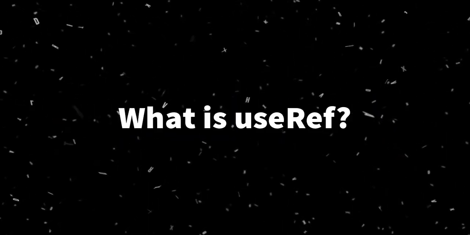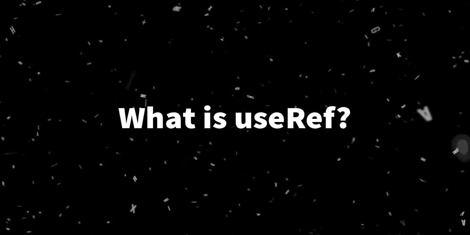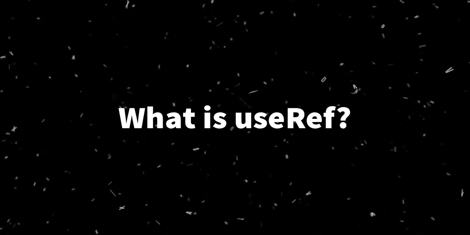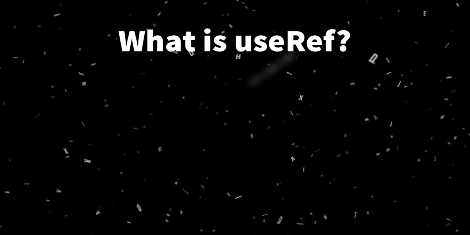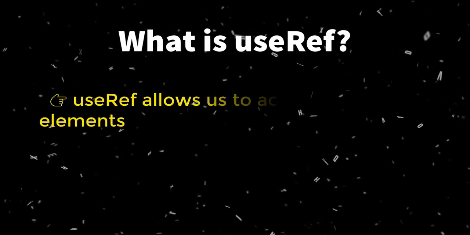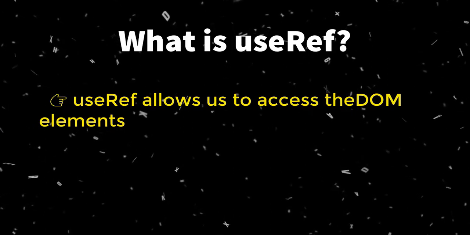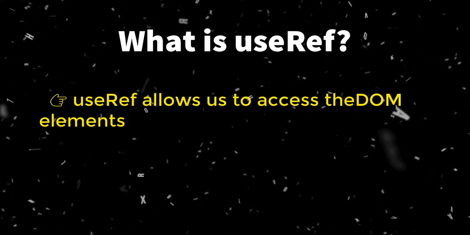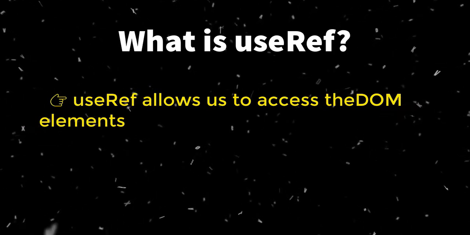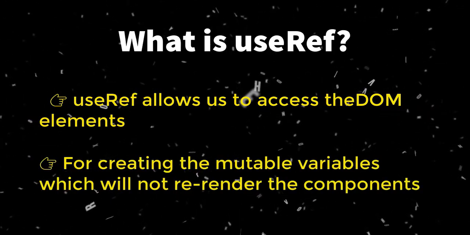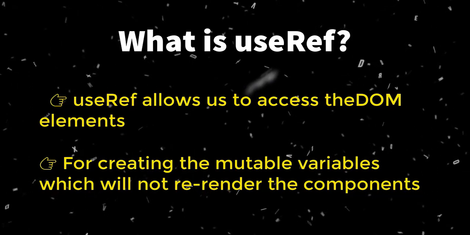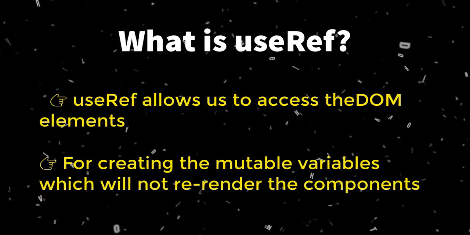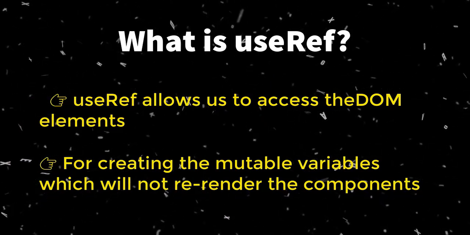First of all, let's define it. It has 2 common use cases, 2 use cases in which we use the useRef hook. The first one is that useRef allows us to access a DOM element, to access our elements from our components. We will implement this in an example later. The second case is that it is used to create mutable variables which will not re-render the components. These are the 2 most common use cases for this useRef hook.